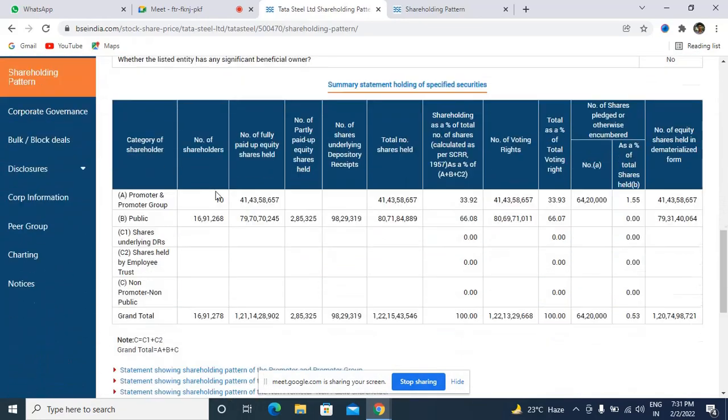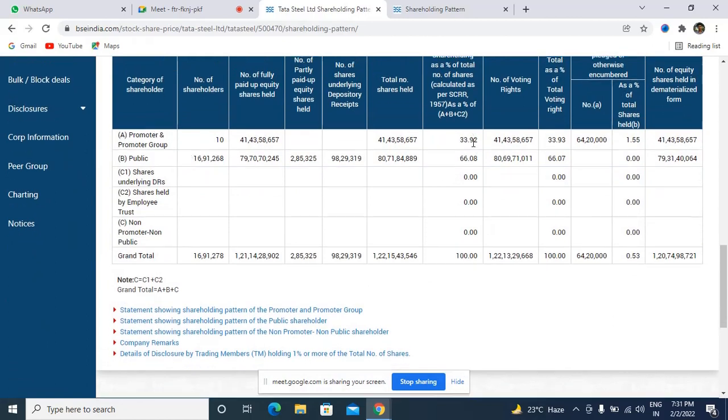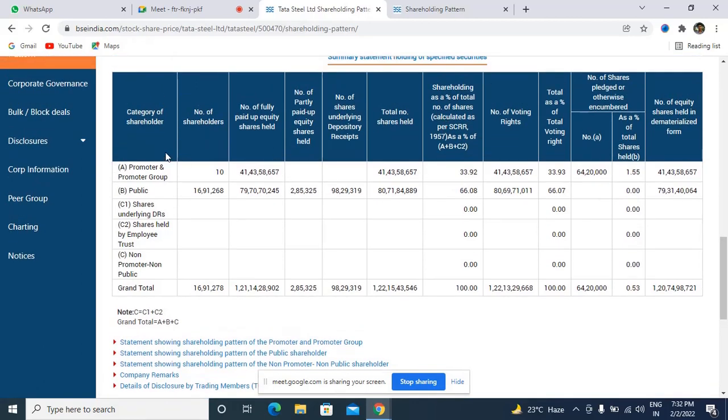Then if you just scroll down a bit, you can see it is written promoter and promoter group and their shareholding is 33.92. So you can see where are the places you should check. Category of shareholder, so who are the shareholders? Total number of shares held you can see here, and shareholding as a percentage of total number of shares, calculated as per SCRR 1957, and this is given here. So this is the shareholding of the promoters in Tata Steel.